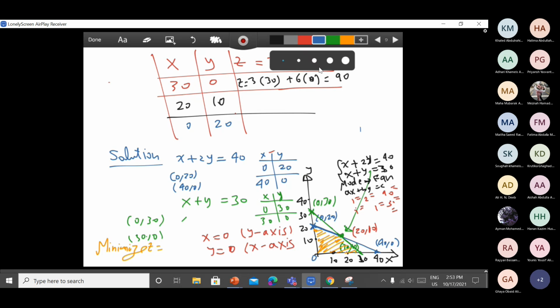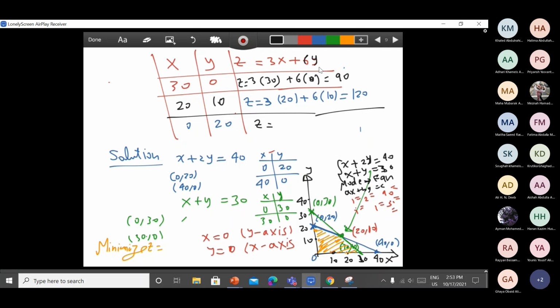Let's have the value here. Z will equal 3 times X, X is 20, plus 6 times Y, Y is 10. So I will have 60 plus 60, 120. The last value of Z, 3X is 0, plus 6 times Y, Y is 20. So I have 120. What is the minimum value of this one?